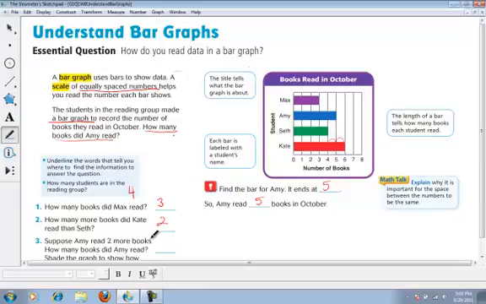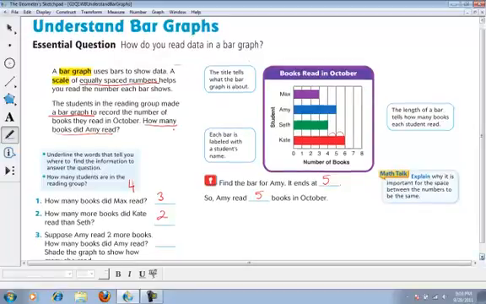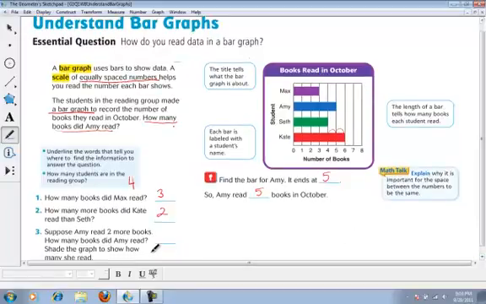Suppose Amy read 2 more books. How many books did she read? Shade the graph to show how many she read. Well, if Amy read 2 more books, that means we would shade 2 more units on our graph, which means that Amy would have read 7 books.